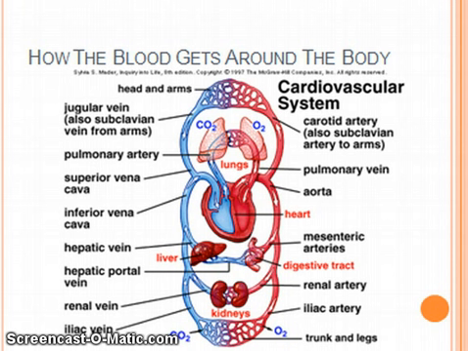From the left atrium, it will then have to go through the mitral valve to get into the left ventricle. From the left ventricle, the blood will get pumped around the body. To get around the body, it will have to go through the aortic valve and then into the aorta.